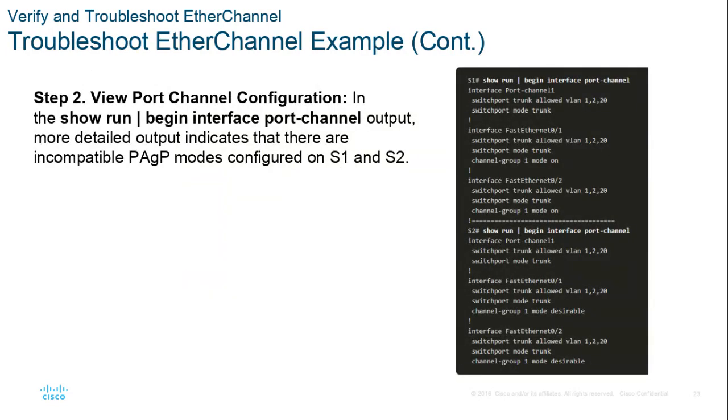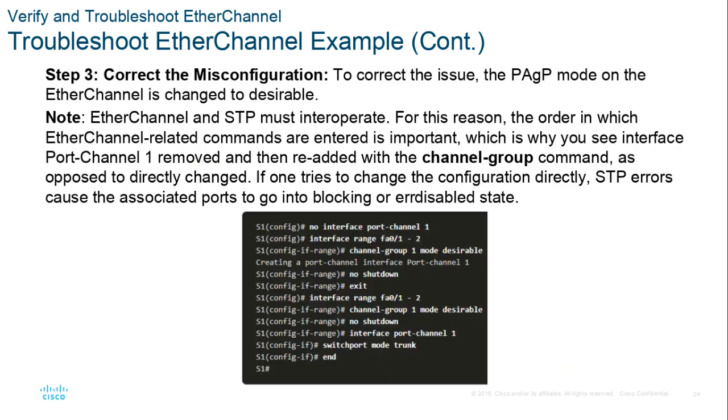Show port-channel configuration. Oh, incompatible port aggregation protocol modes have been configured on S1 and S2. They've got to match, otherwise it won't form up. So to correct the issue, we're going to change the port aggregation protocol mode to desirable so they can go up. It was auto and auto, and they won't go up.